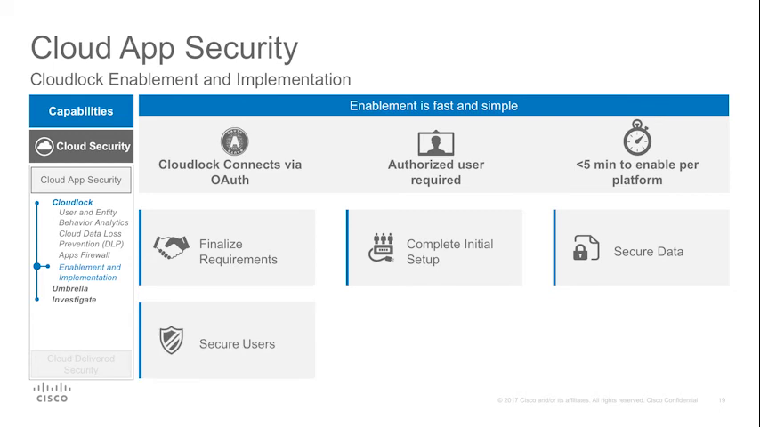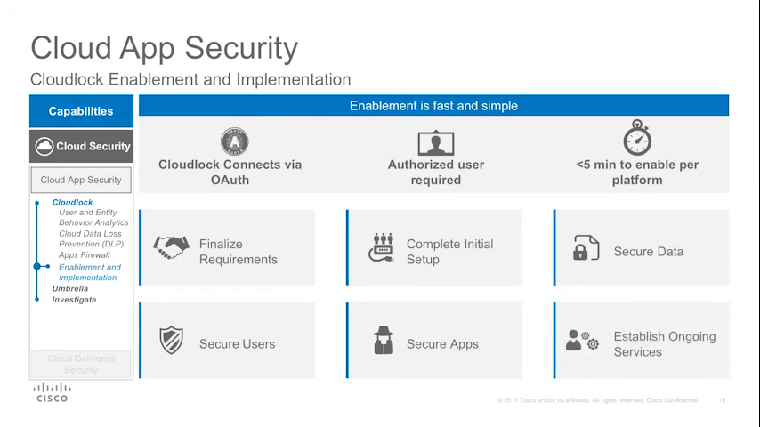Then, secure users by reviewing the Activities tab, defining use cases for alerts, assessing known whitelists of trusted IPs, and creating policies based on use cases. Next, secure apps by classifying apps, reviewing out-of-the-box policies, defining incident management workflow, applying automated response actions, and using App Discovery Report with Next-Gen Firewall. Finally, establish ongoing services by scheduling value checkpoints and assigning a dedicated account manager.